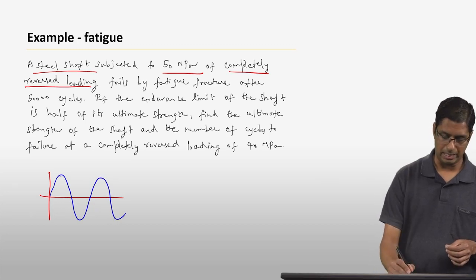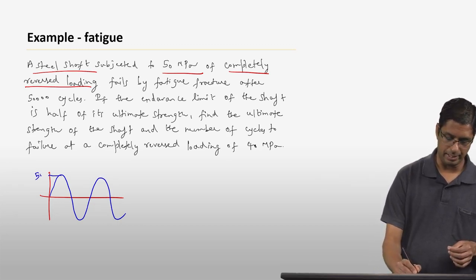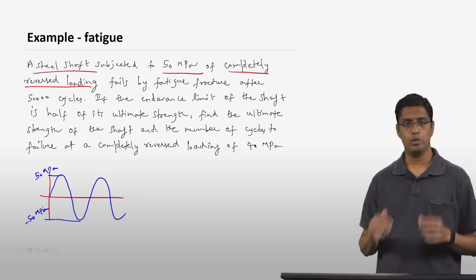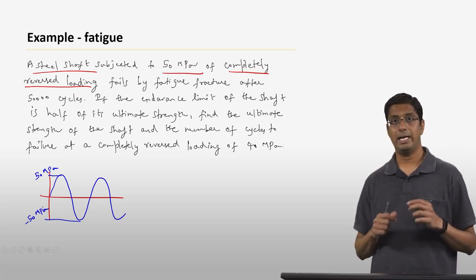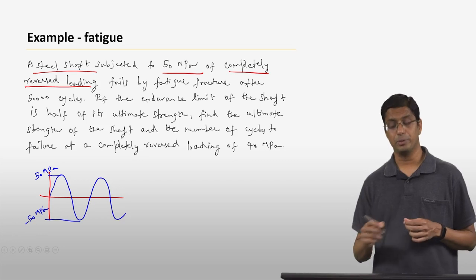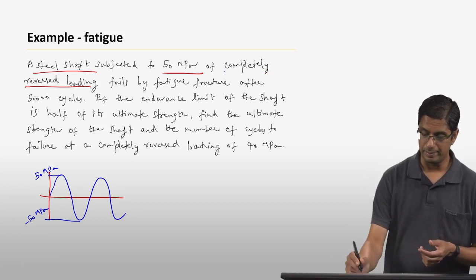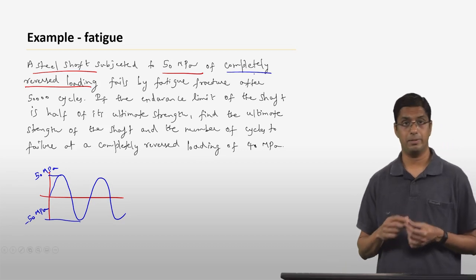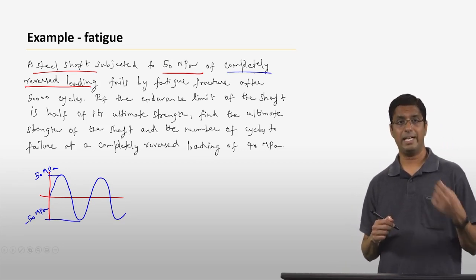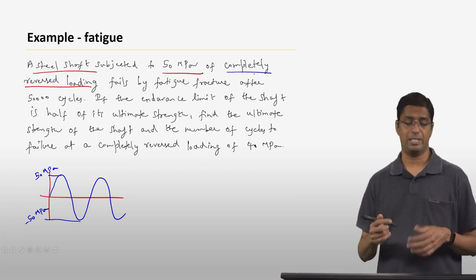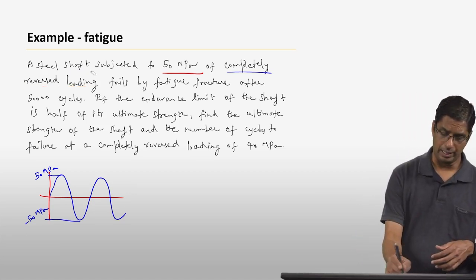This maximum stress here is 50 MPa, and the minimum stress is minus 50 MPa. So this is the most stressed point in the shaft, and it is subjected to this completely reversed loading. Which means that the maximum stress is exactly the negative of the minimum stress. So there is no mean stress. That is what it means.